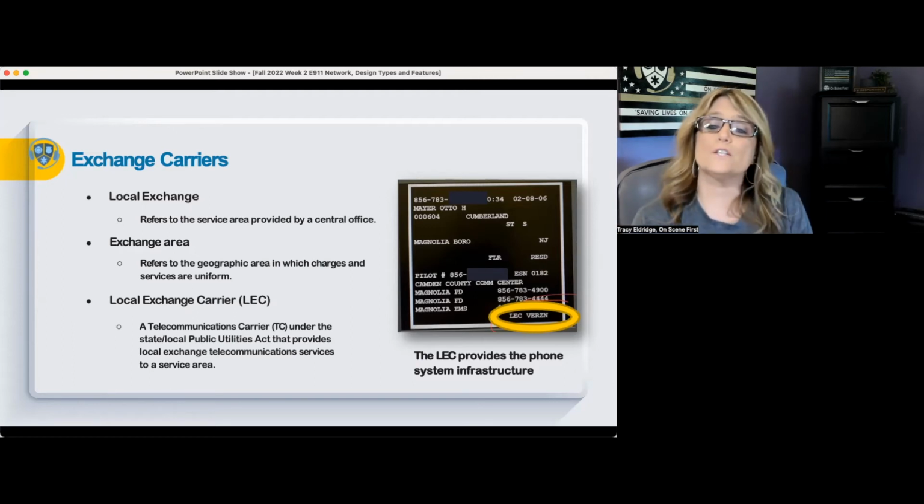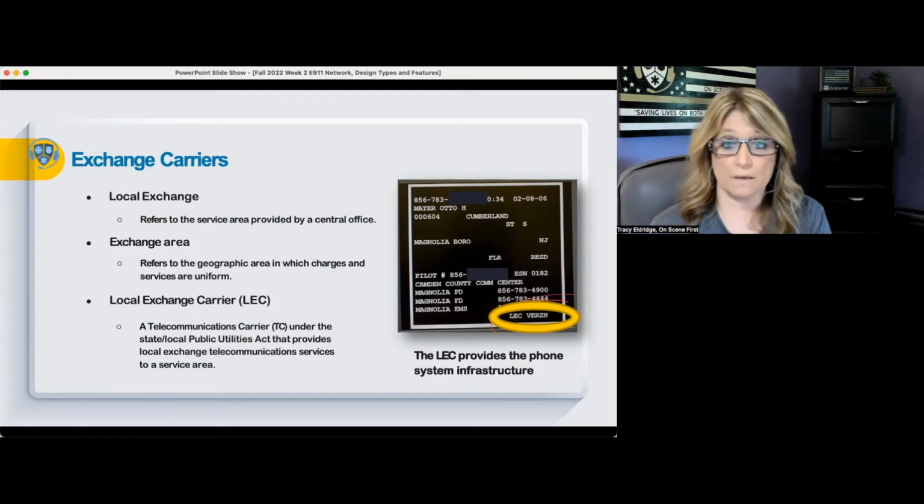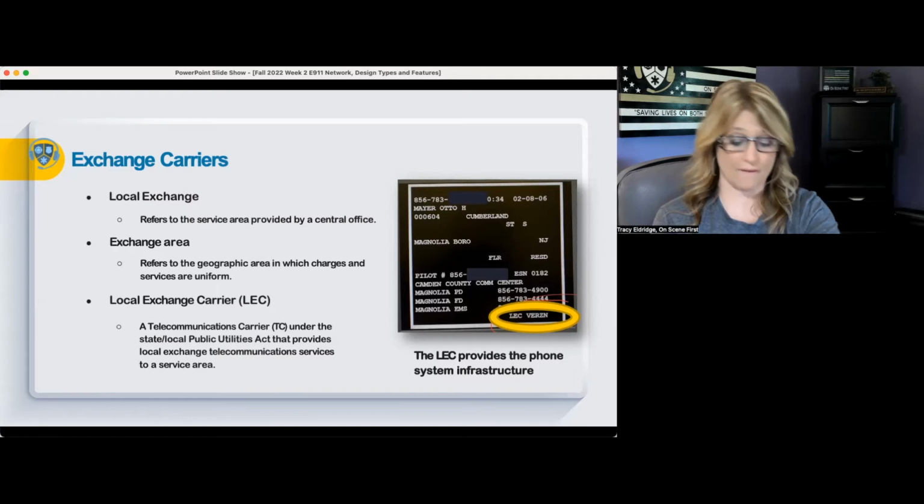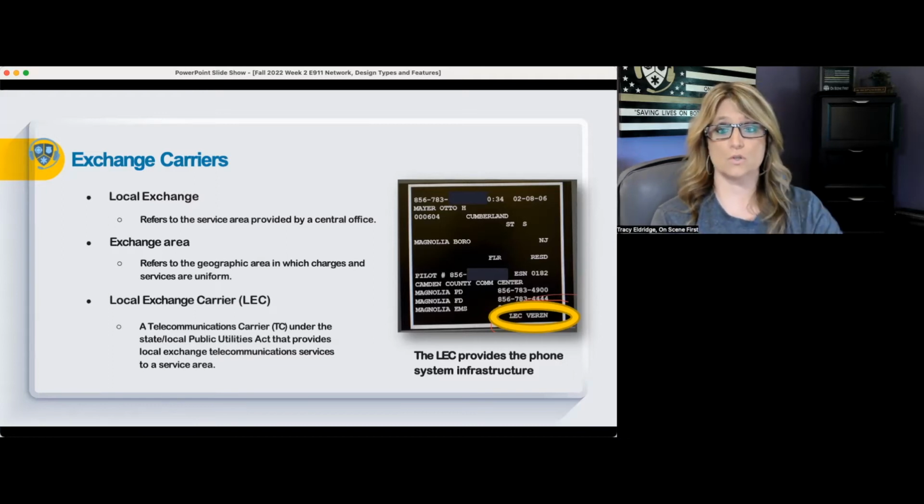And then the local exchange carrier is a telecommunications carrier under the State and Local Utilities Act that provides local exchange telecommunication services to a service area. So in Rochester, we have a couple of folks that accommodate it. We have Verizon and we have Comcast. Those would be our local exchange carriers, but then you have other types that we're going to talk about in a little bit, like VoIP and all that.